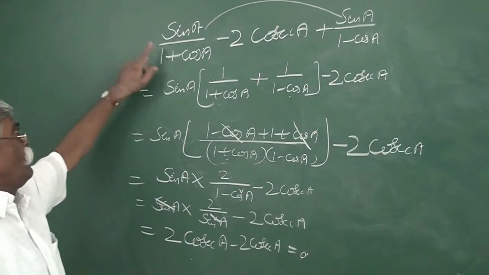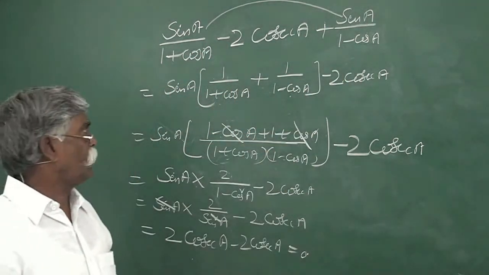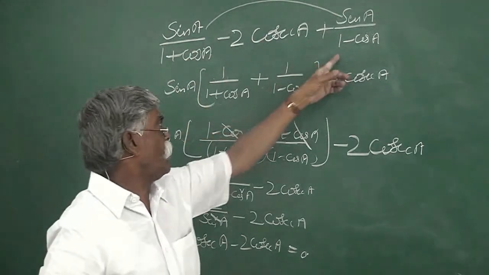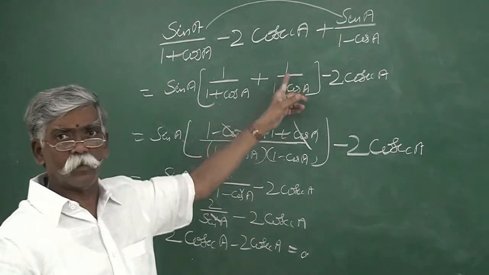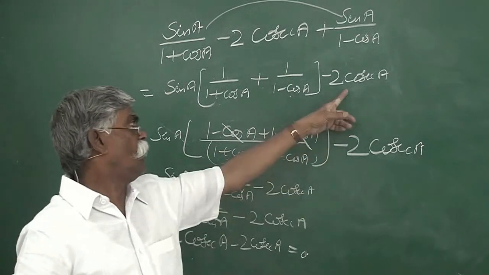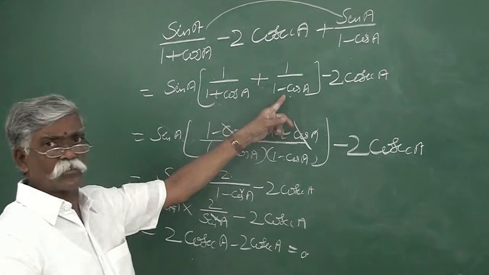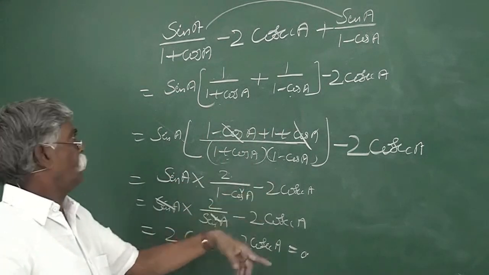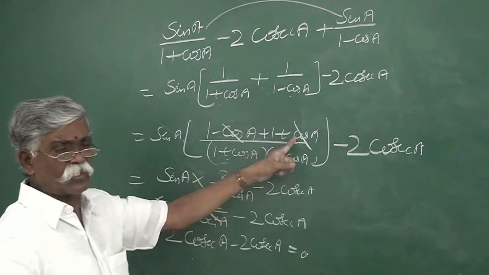So, sin A by 1 plus cos A minus 2 cosecant A plus sin A by 1 minus cos A. If we take sin A common in these two, we are left with 1 by 1 plus cos A plus 1 by 1 minus cos A minus 2 cosecant A. So, the LCM is 1 plus cos A into 1 minus cos A. Here we will get 1 minus cos A. Here we will get 1 plus cos A.